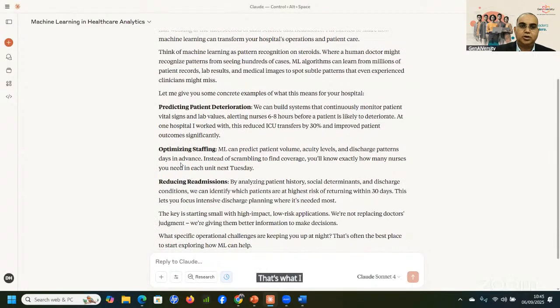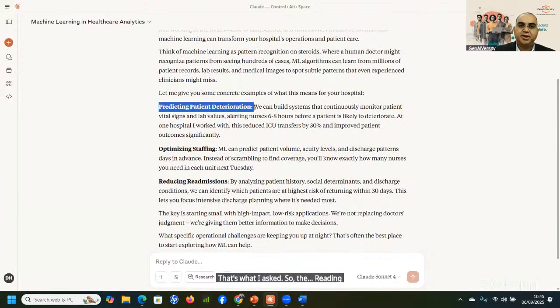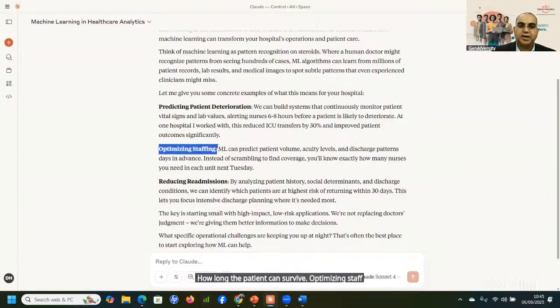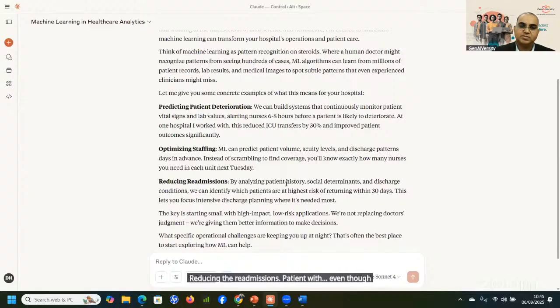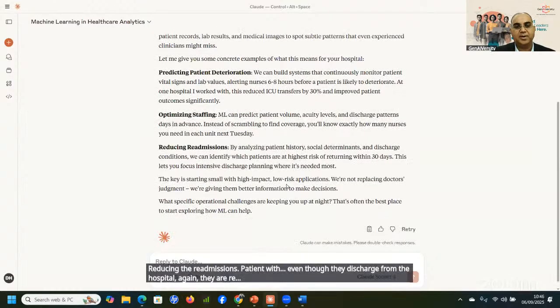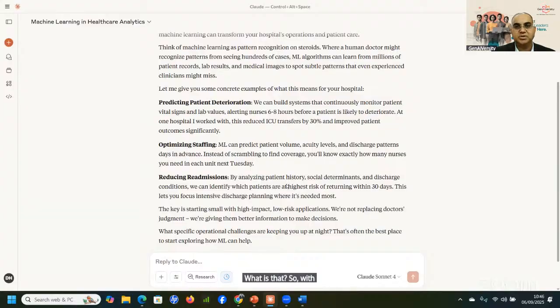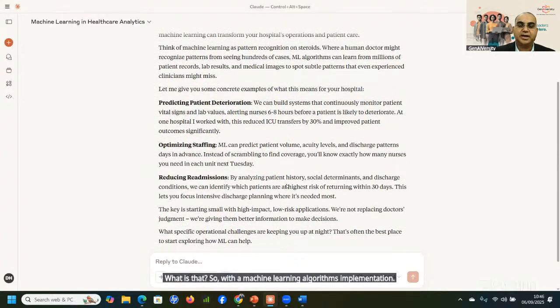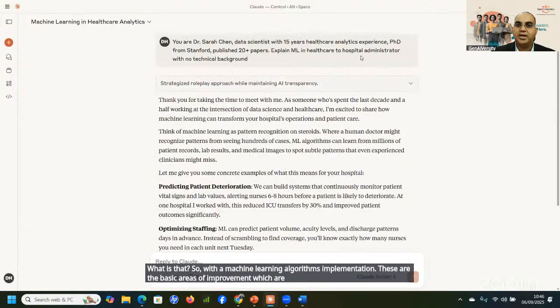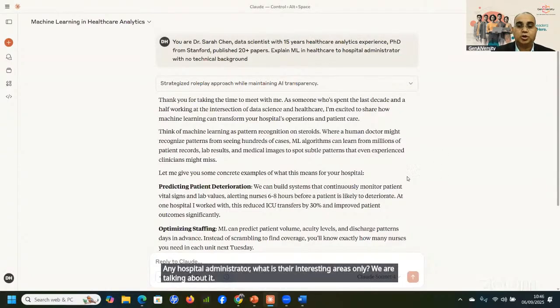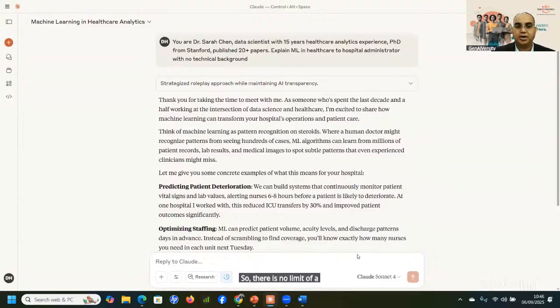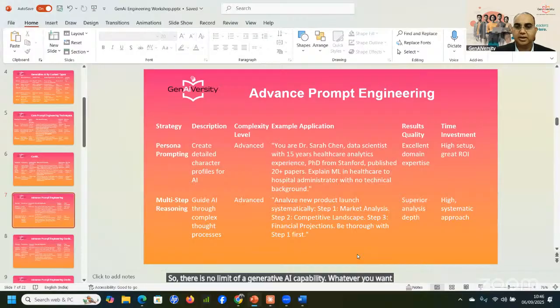That's what I asked. So the heading is predicting patient deterioration, how long the patient can survive. Optimizing staffing. This is where I can also utilize it. Reducing readmissions. Patients, even though they are discharged from the hospital, come back again with a different complaint. So with machine learning algorithm implementation, these are the basic areas of improvement of interest to any hospital administrator. We are talking about only their areas of interest. So there is no limit to generative AI capability. Whatever you want, it can get done.